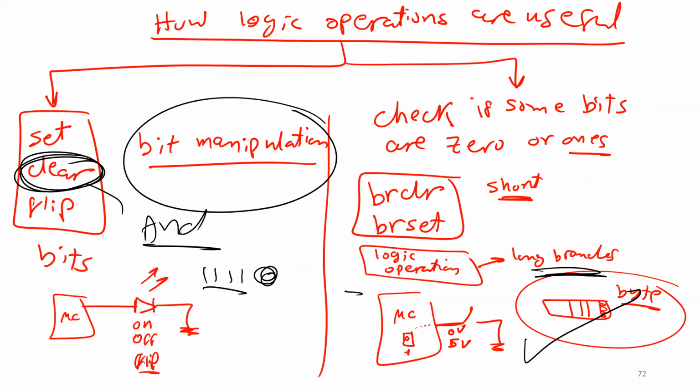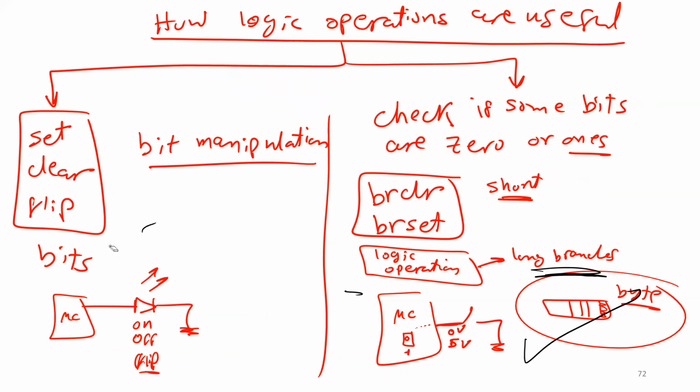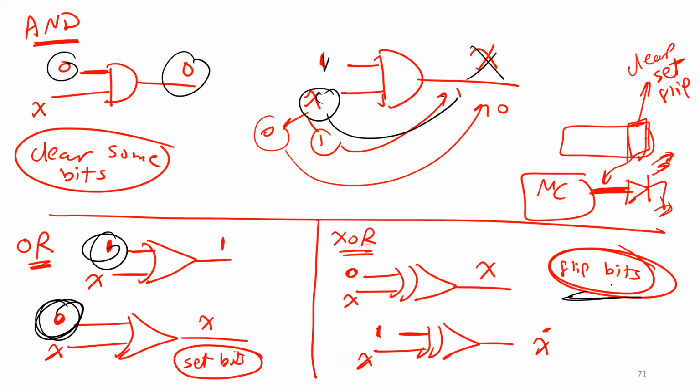Now, let's look at the last thing I want to explain here, guys. Flip. How can you flip some bits and not change the other bits? Again, what does flip mean? Flip means complement. So if the bit is 1, I want to make it 0. If it is 0, I want to make it 1. That's the meaning of flip. So which logic operation should help you here? XOR. So again, guys, if you want to clear some bits, you have to use logic AND. If you want to set some bits, you have to use OR. If you want to flip some bits, you have to use XOR. Is that okay?